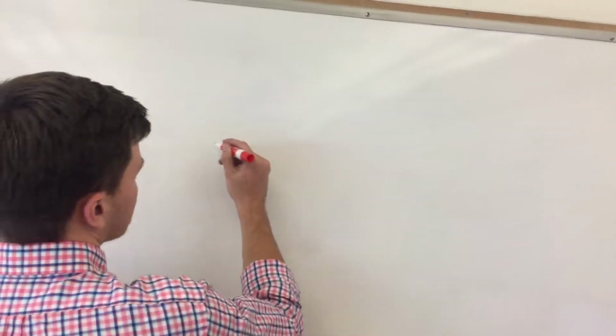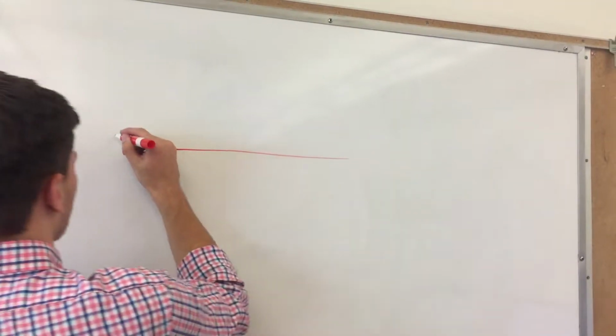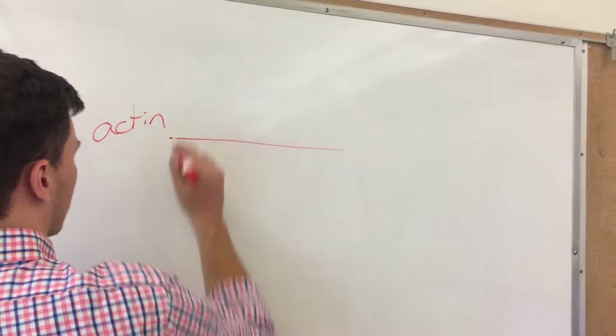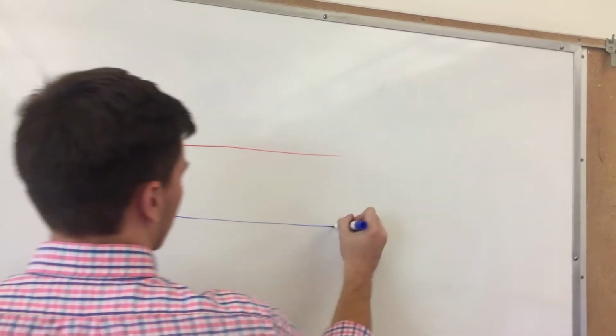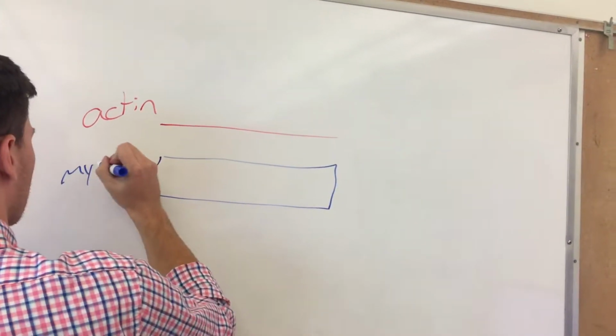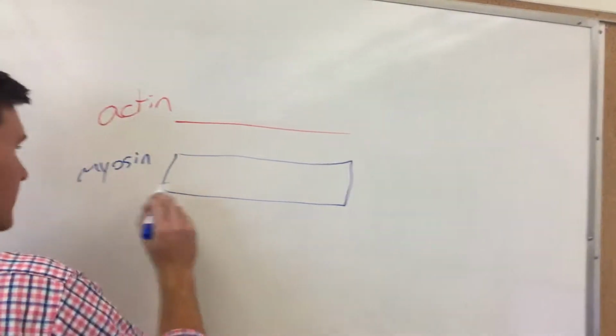Whoa. Pump your brakes, Mr. Call. How exactly is it that the microfilaments are involved in muscle movement? Muscle contractions involve actin filaments, which are thin, and myosin filaments, which are thick.